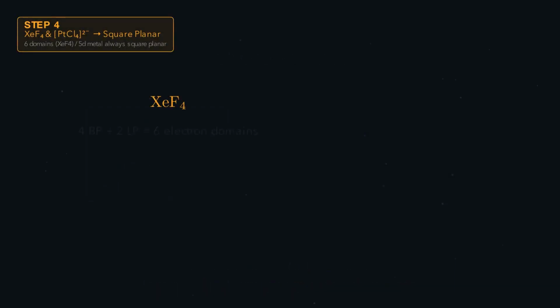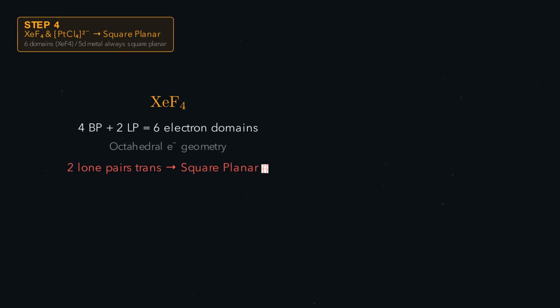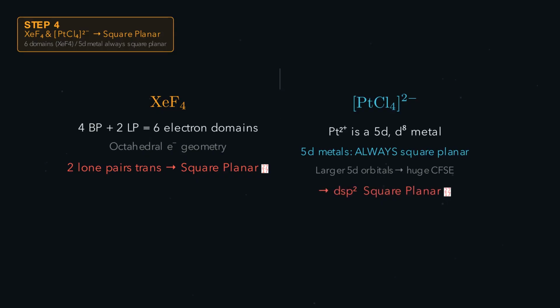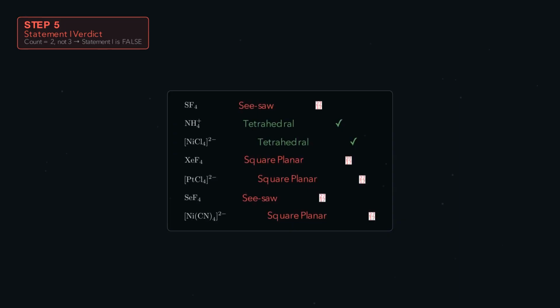But in the cyanide complex, cyanide is a strong field ligand. It forces the electrons to pair up, giving square planar geometry instead. That's 6 electron domains with the lone pairs going trans to each other, giving square planar. And platinum 2 plus is a heavy 5D metal. All its complexes are square planar, regardless of the ligand.